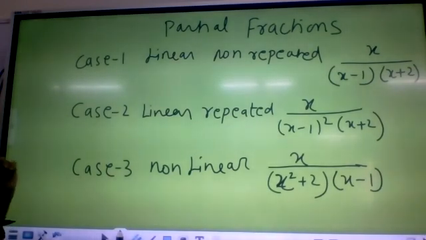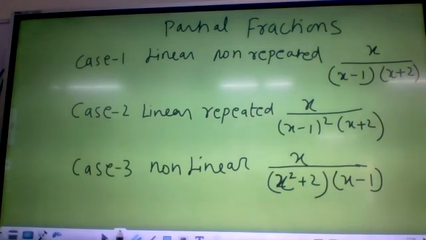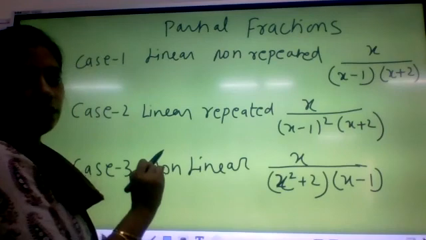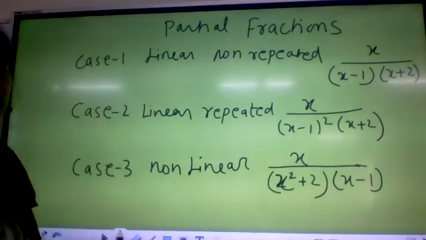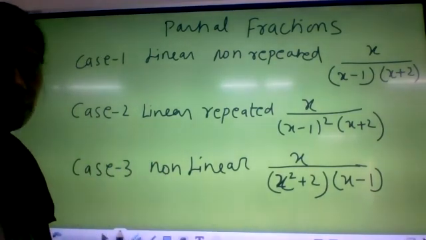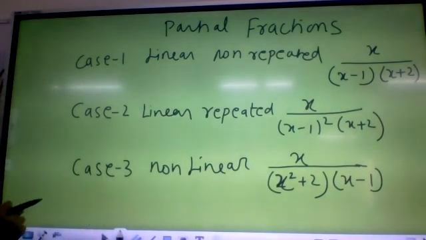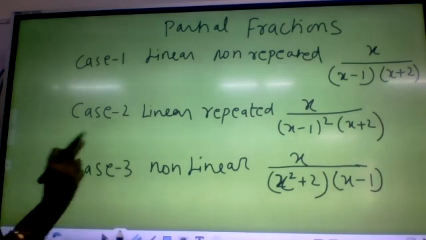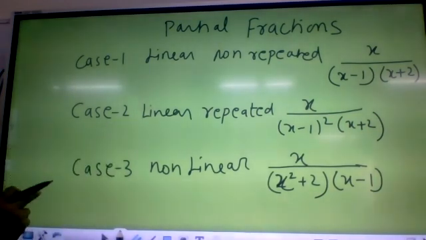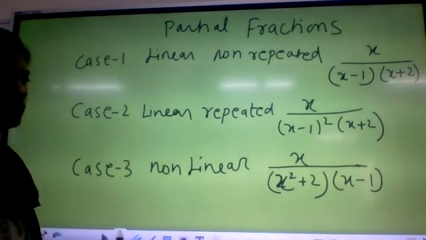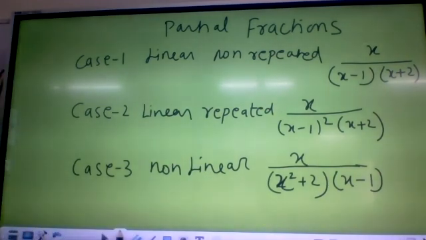Case 1, when you have linear non-repeated factors. See here, it is linear because the power of x is 1 and it is a non-repeated factor. x minus 1 is coming once and x plus 2 is coming once. Case 2, linear and repeated factors. See, x minus 1 is repeating twice. The third case is non-linear because I have x squared, so it is known as non-linear. Now let us one by one learn how to solve these cases.